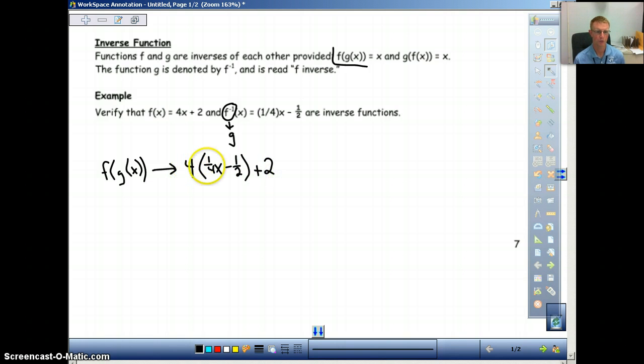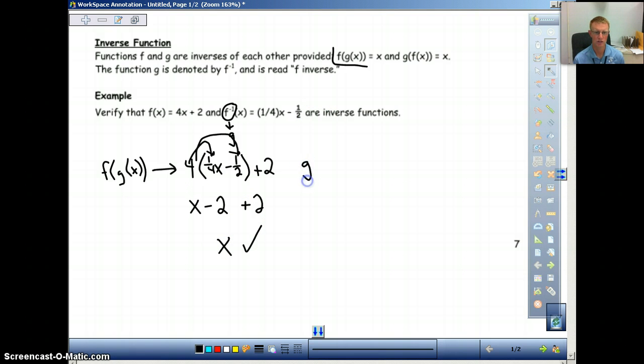So we multiply through. 4 times 1/4 is 1, so 1x. 4 times negative 1/2 is 4/2. So we multiplied this, and then we multiplied this, and we get 4/2, which is just minus 2. And then we have our plus 2 here at the end. The minus 2 and plus 2 cancel out, so we're left with x, which is what we were looking for.